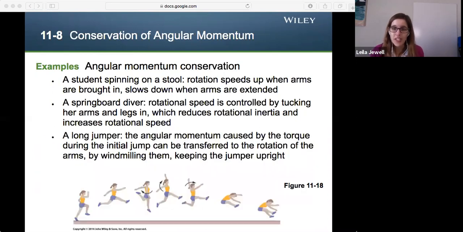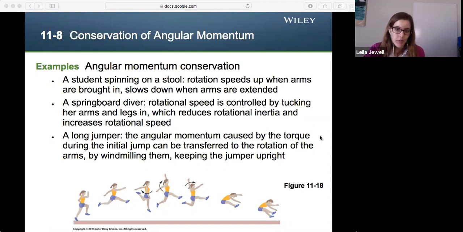One more example is a long jumper. So the angular momentum caused by the torque during that initial jump, when the long jumper is pushing off the ground, applying a force at some distance from her center of mass, that torque would cause angular momentum, which would cause the long jumper to start to spin like the diver, not desirable in this case.